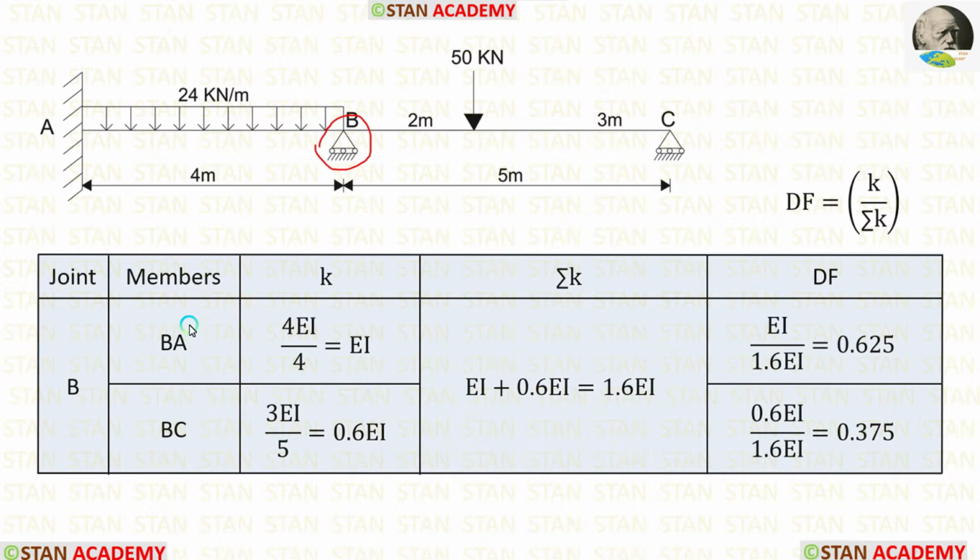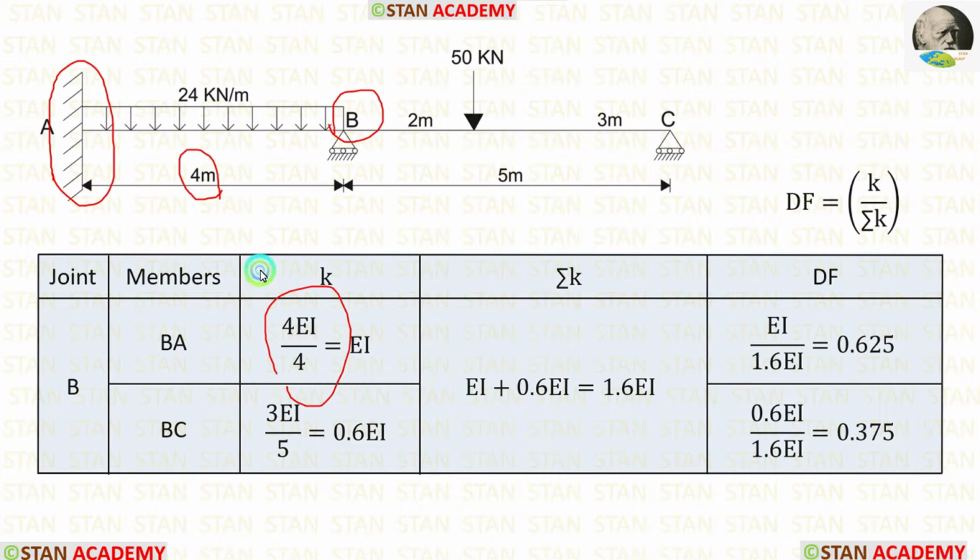From the joint B, we have to calculate two stiffness values for BA and for BC. First, let us calculate for BA. For that, from the joint B, we have to look at the point A. In the point A, there is a fixed support. If the far end is fixed, the formula is 4EI upon L. Length of BA is 4 meter. Let us apply that. Finally, for the stiffness of BA, we are getting EI.